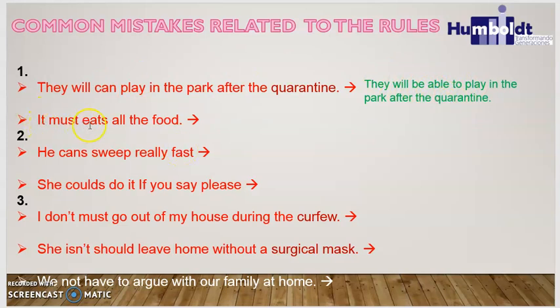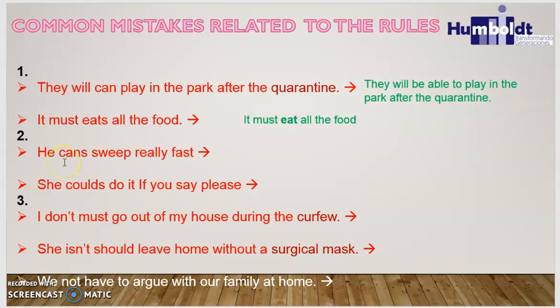It must eats all the food. Remember that in this part, we cannot apply any conjugation to the verbs. We cannot say eats. So the correct option is to say, I must eat all the food. The normal verb goes with any conjugation. Let's analyze the other one.